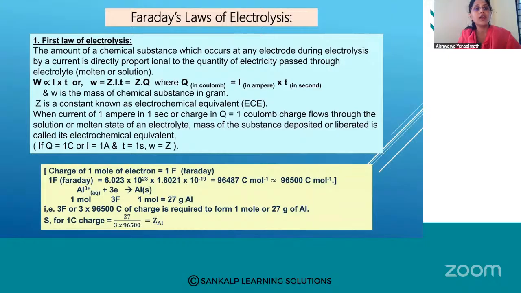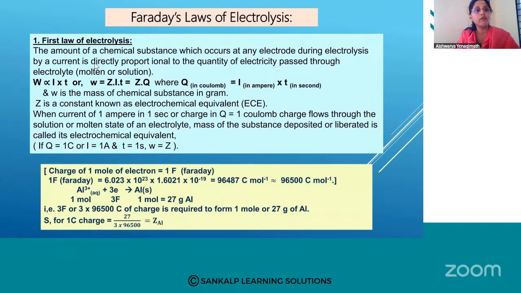The first law of electrolysis says that the amount of chemical substance deposited at an electrode, specifically at the cathode, because the metal comes from the anode into the electrolyte solution as ions and goes to the cathode, taking the electrons there. So at any electrode during electrolysis, the amount is directly proportional to the quantity of electricity passed. That is, the amount of metal deposited on the cathode is proportional to the current we pass. The more current we pass, the more metal gets deposited. This is what Faraday said.